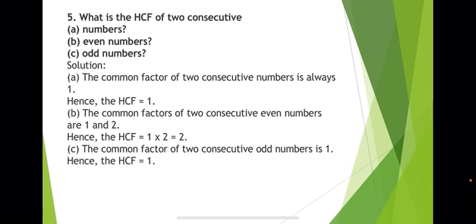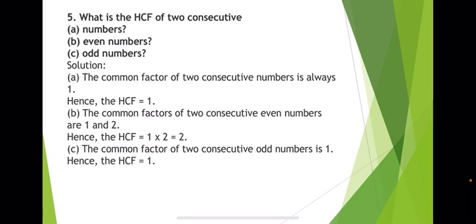Question number 5. What is the HCF of two consecutive numbers? Solution. The common factor of two consecutive numbers is always 1. Hence, the HCF of two consecutive numbers is always 1. B part.